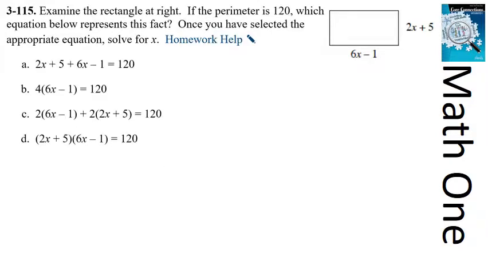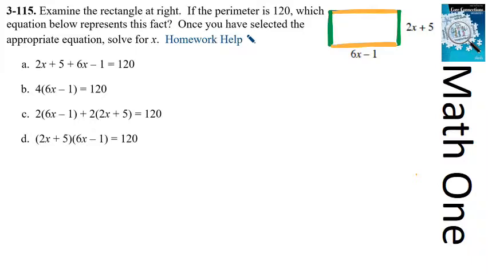Examine the triangle, it's a rectangle at right. If the perimeter is 120, which equation below represents this fact? Once you've selected the appropriate equation, solve for x. The perimeter. Well, the perimeter is the distance all the way around it, and I've got two different distinct values here, right? One of them looks exactly like this, 6x minus 1, and there are two sides that have that length, and then there are two sides that have the length 2x plus 5.